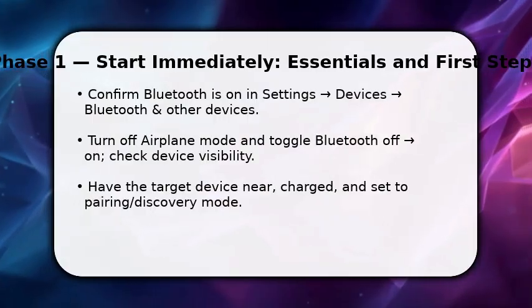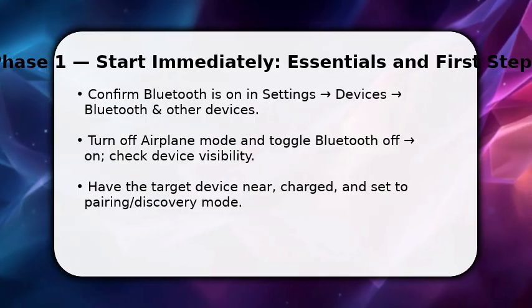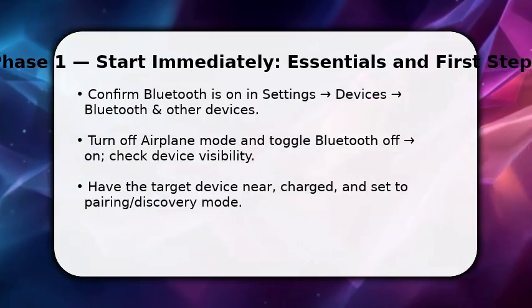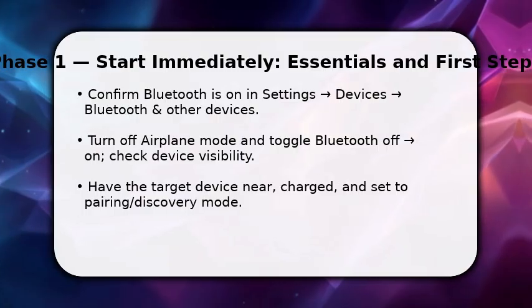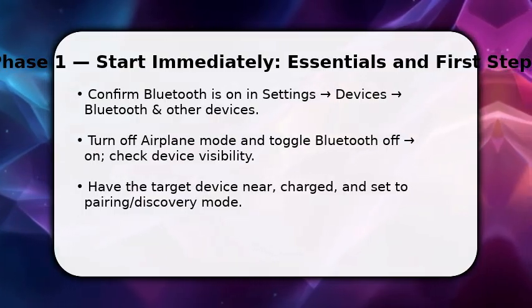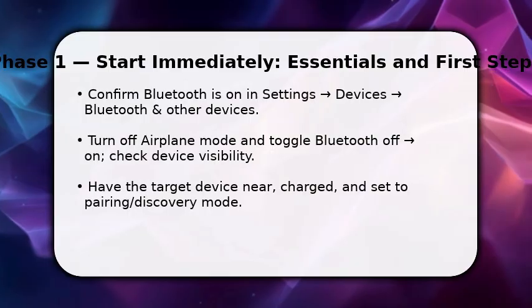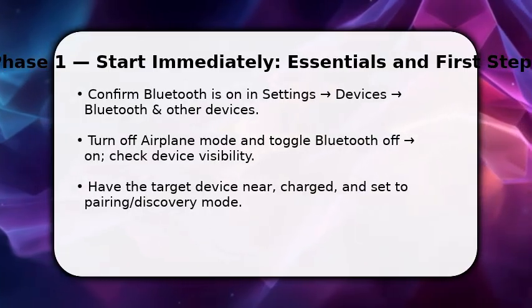You start by checking essentials. Open Settings, right arrow, Devices, right arrow, Bluetooth and other devices, and make sure Bluetooth is on. Once done, toggle Bluetooth off and on. This resets the radio and often forces discovery.